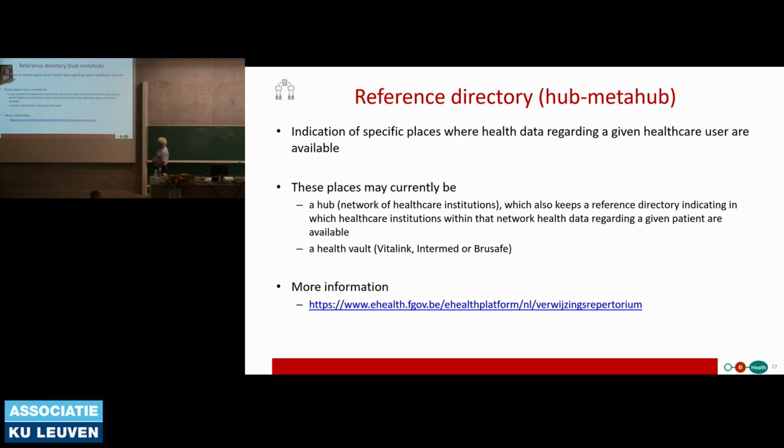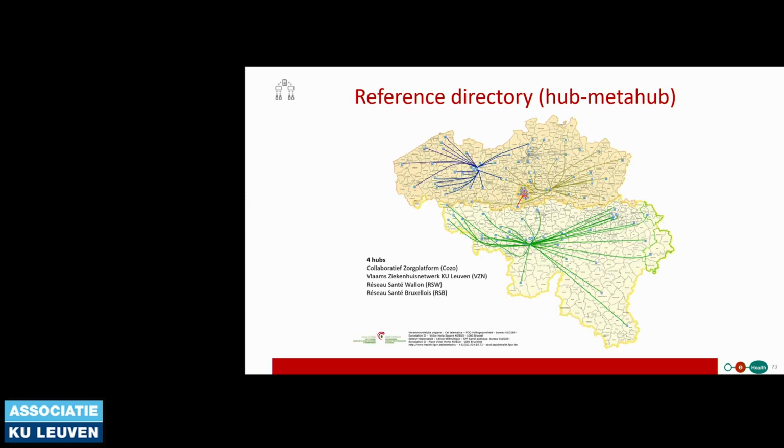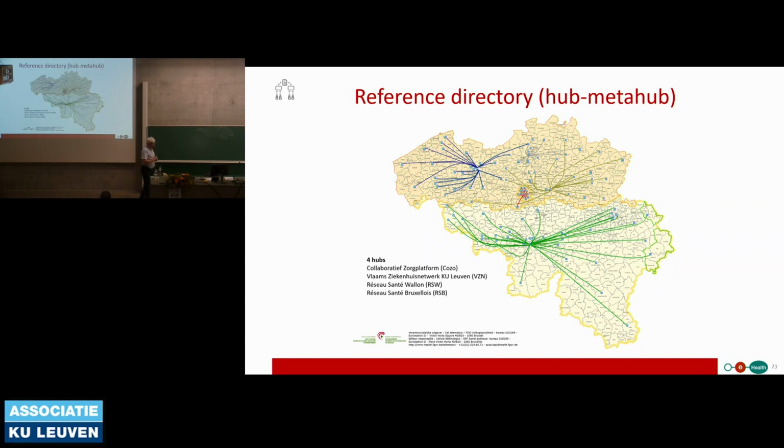So another service is the reference directory. As I told you, we don't have a central storage of data. They are stored in a decentralized way. So it is important that if someone needs data, the data can be found where they are available, and without having information in a centralized way on the health status of a person. So every hospital and every clinical lab in Belgium is connected to a network. We have 4 networks in Belgium: Leuven, Ghent, Brussels, and the Walloon region. Every network, we call it a hub. In every network there is a reference directory that indicates where data are available in the institutions that are connected to that network. Not the content itself, but that this patient has a document at that hospital.